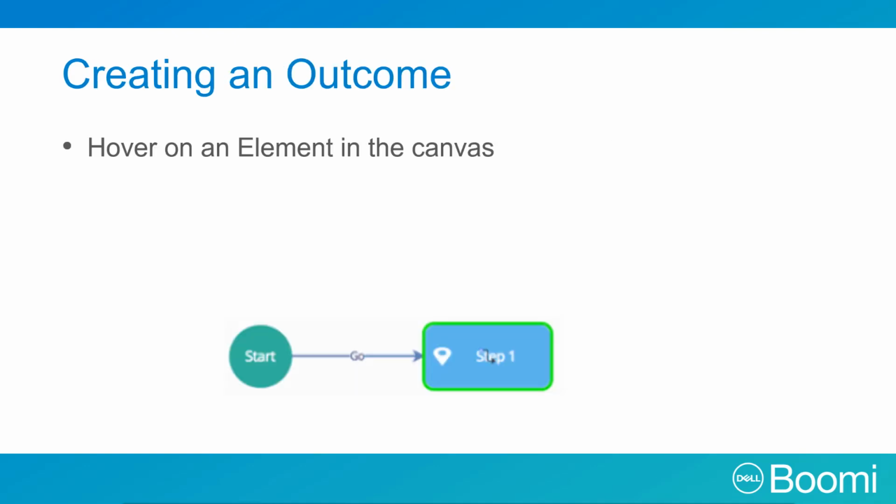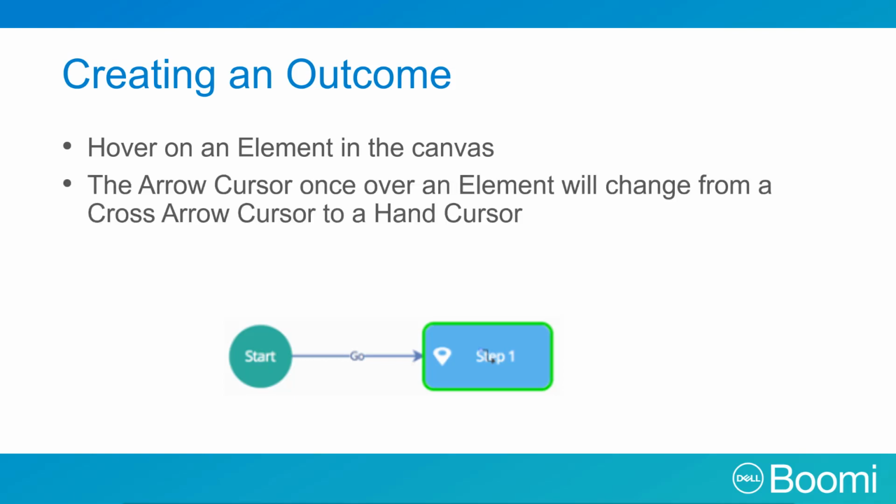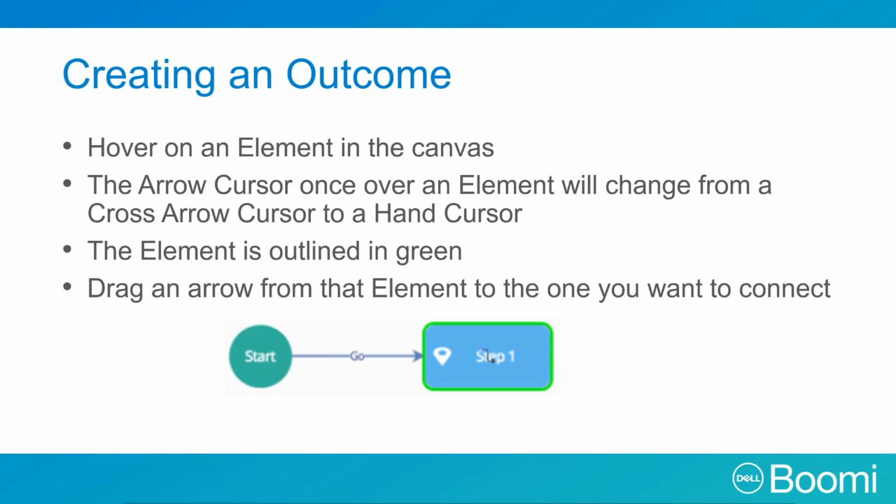Creating an outcome is as simple as hovering your mouse cursor over a map element like the start element. Your arrow cursor will change to a cross arrow cursor and then to a hand cursor when positioned near the middle of the map element. The map element will be outlined in green. Click on the element and then drag an arrow from that element to the element you want to connect to.